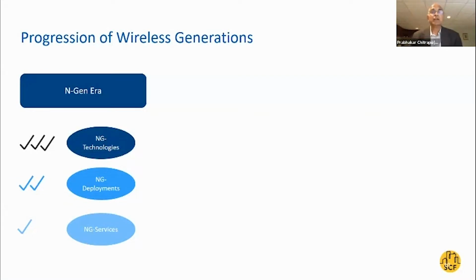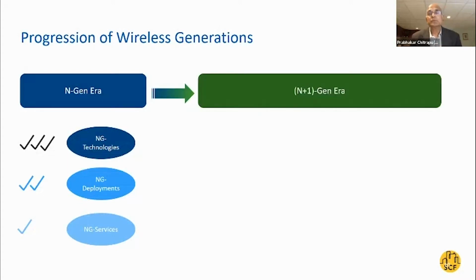So I thought let's just start at a high level. In any generation, so first of all, we like to think of these as generational eras as opposed to just generations, whereby we like to think of at least three components in it: the basic technologies that go into it, then the deployments, and then the services. And the check marks basically indicate that when a generational era launches, the technologies are quite mature, whereas the others are catching up. Next, please.